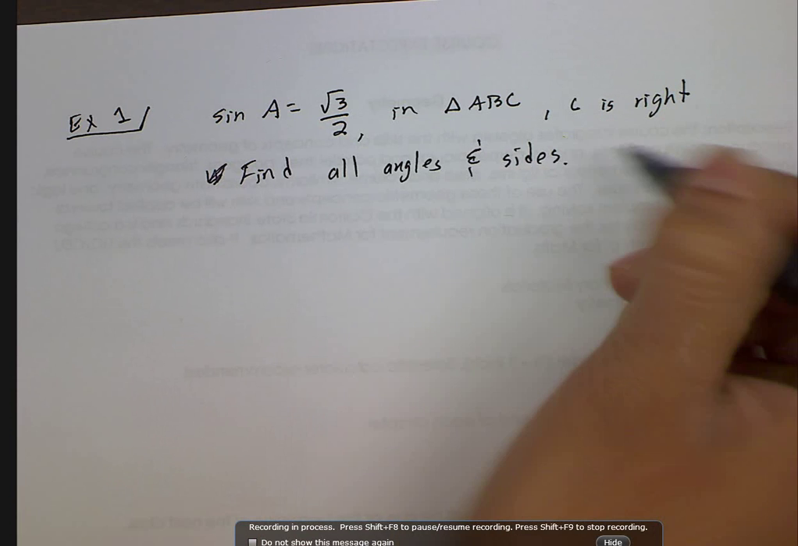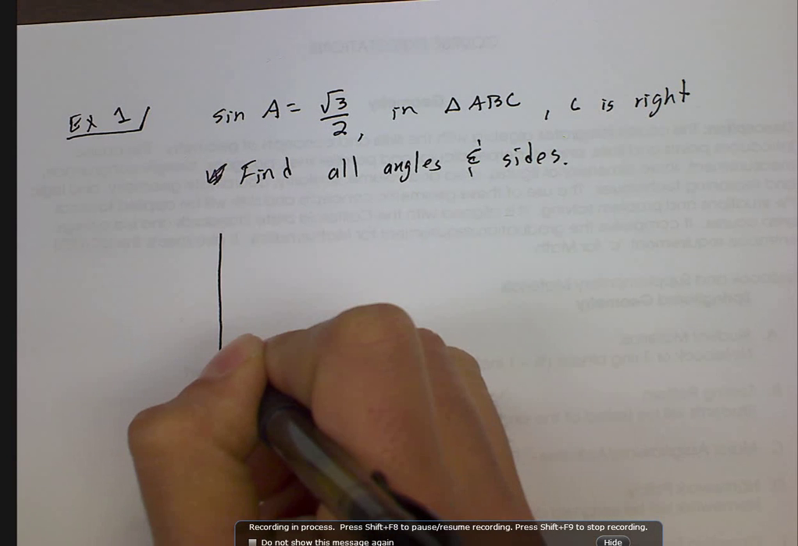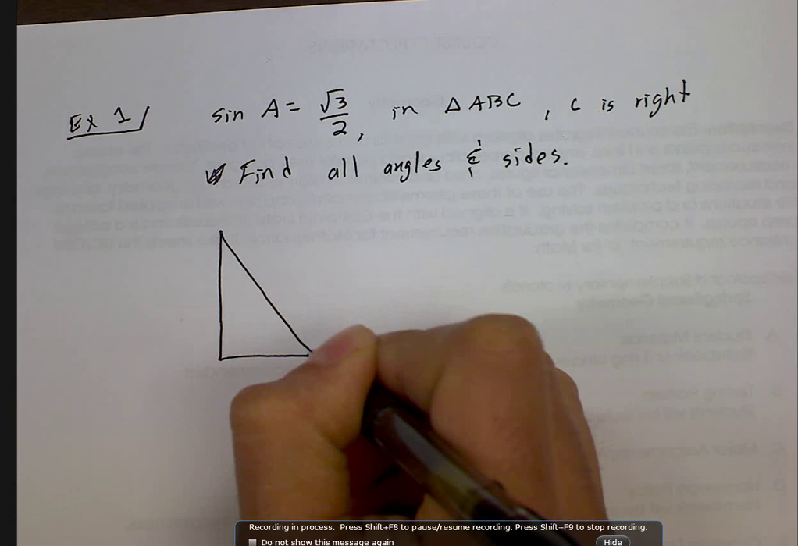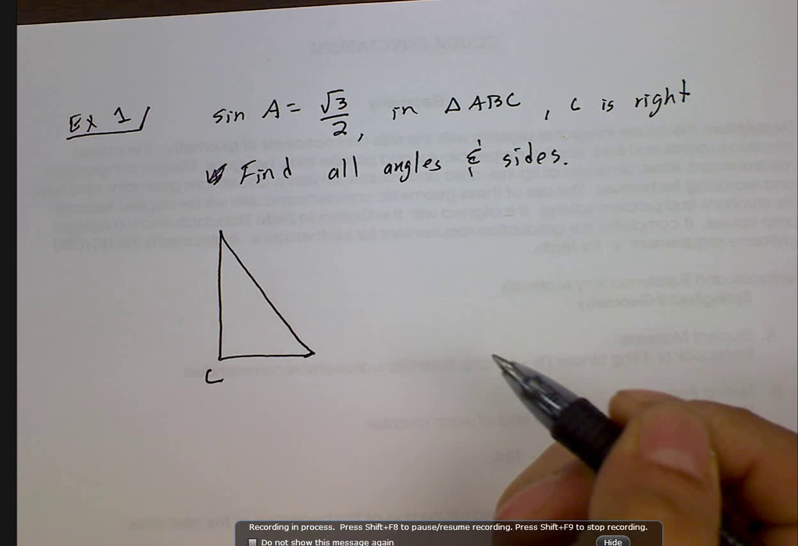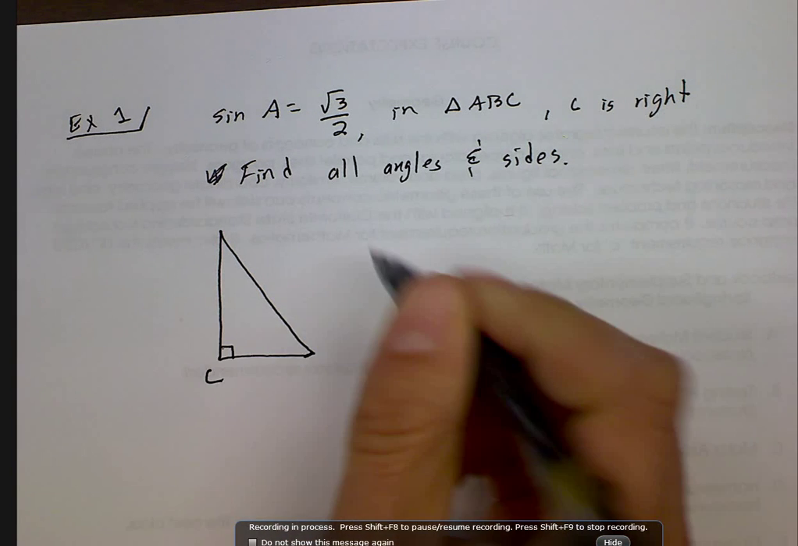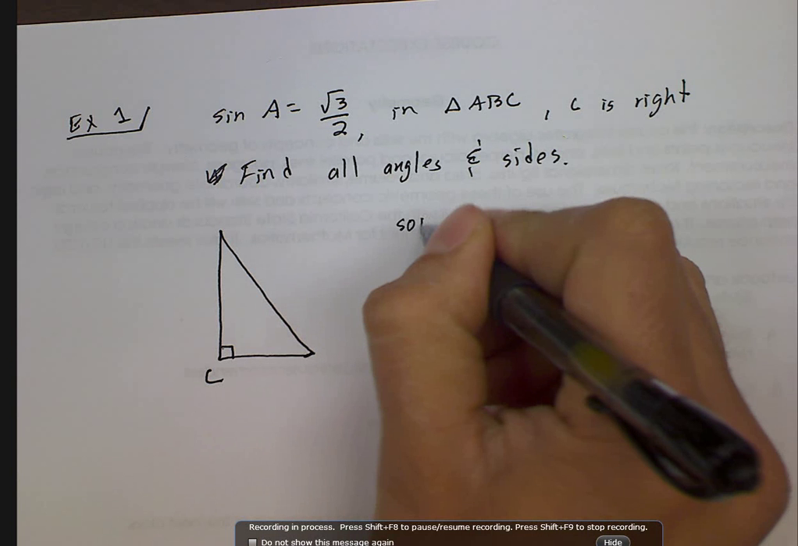Okay, so first thing we have to do is draw a triangle. Now we know this one is C, and that's a right angle. Now sine, so I'm going to write SOHCAHTOA.